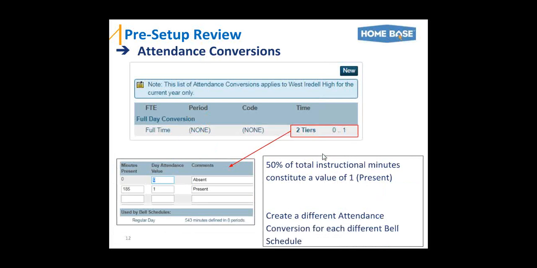On this particular page, I'm showing you what the 2 tiers look like. So in addition to what I showed you on the PowerSchool page itself, it's written in our PowerPoint slides. This is what a 2-tier time looks like. One line shows the 0 value, which means the student is absent, and then the second line is 50% of the full day minutes for that particular person. So this case is 185 minutes. They are considered present, so they get a value of 1. And like I said, you'll create a different attendance conversion for every bell schedule that you have.